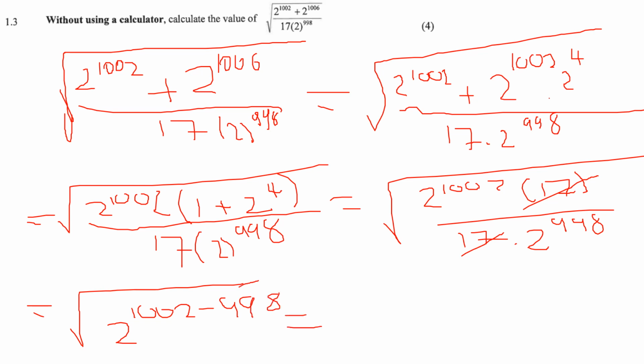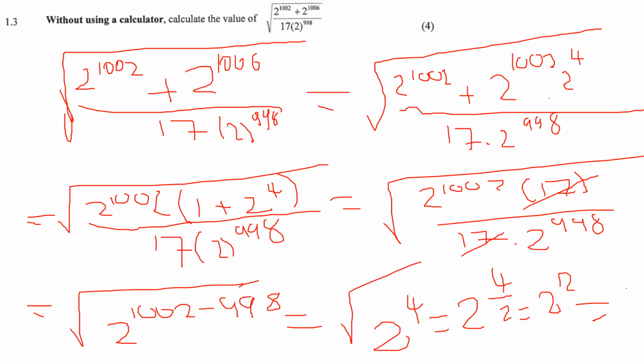So when you put that, 1002 subtract 998, the answer is going to be 4. The square root of 2 to the power of 4. And therefore, remember, we square root it, it is just going to be what? 2 to the power of 4 over 2, which is equal to 2 to the power of 2, which is equal to 4. Okay, that was the first approach.